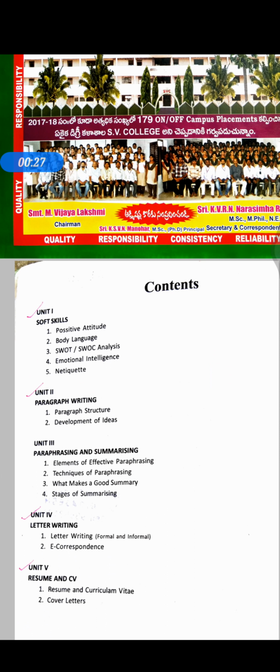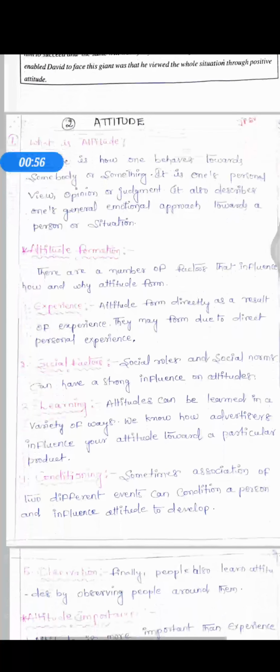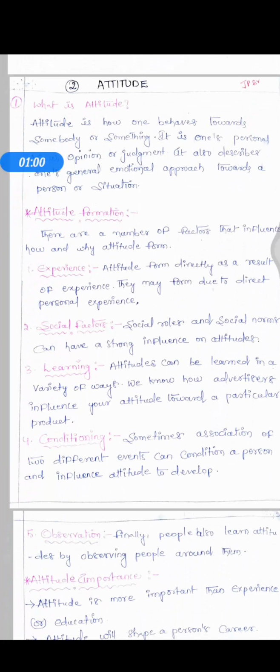In the first class, we discussed unit 1, soft skills: what is positive, what is attitude, and positive attitude. Both words were discussed deeply with examples. Now another most important question: what is attitude, and attitude formation. It is very important in this unit. I will also discuss the importance of attitude and the types of attitudes.